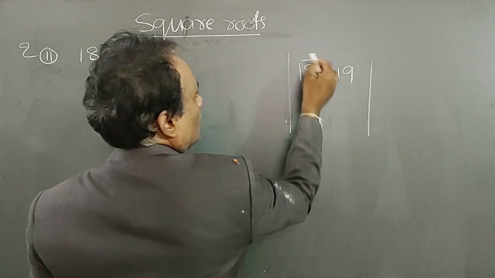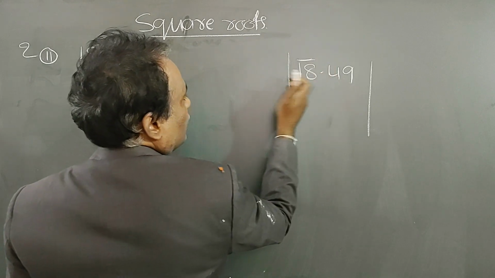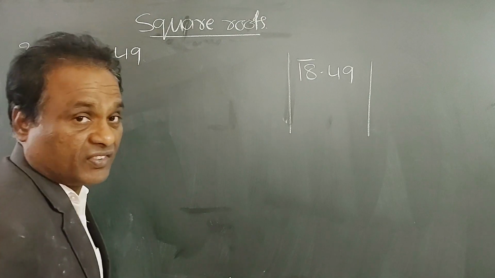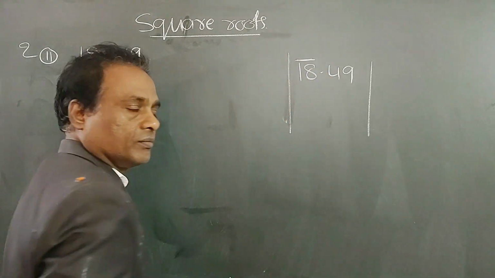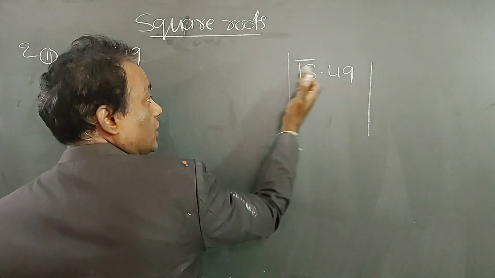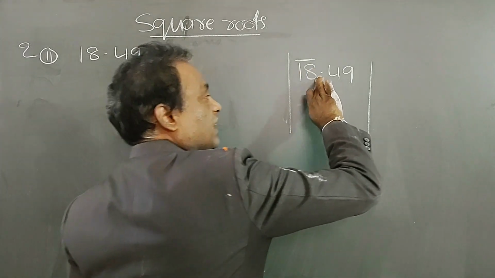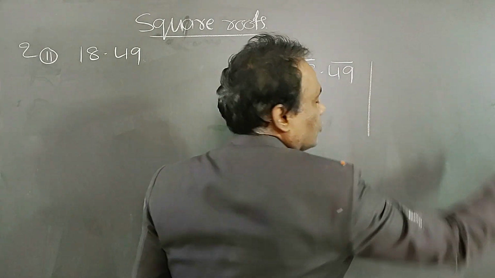Integral part, take two numbers like this. Integral part, two numbers like this. Two numbers. From right to left. Decimal part, two numbers like that.